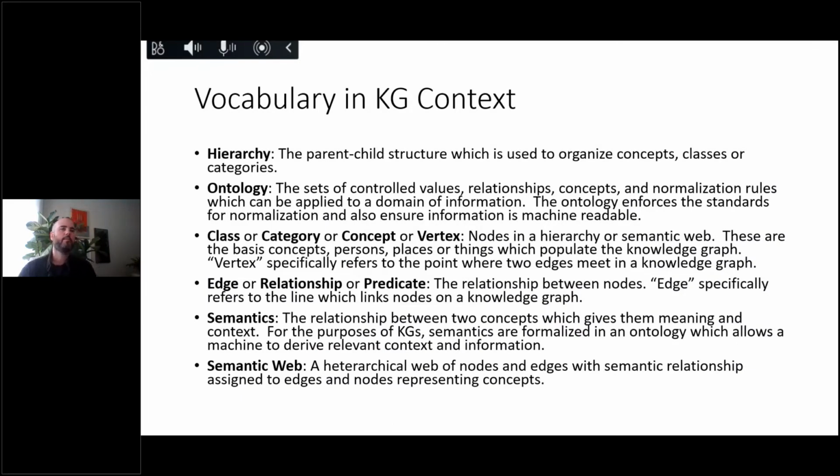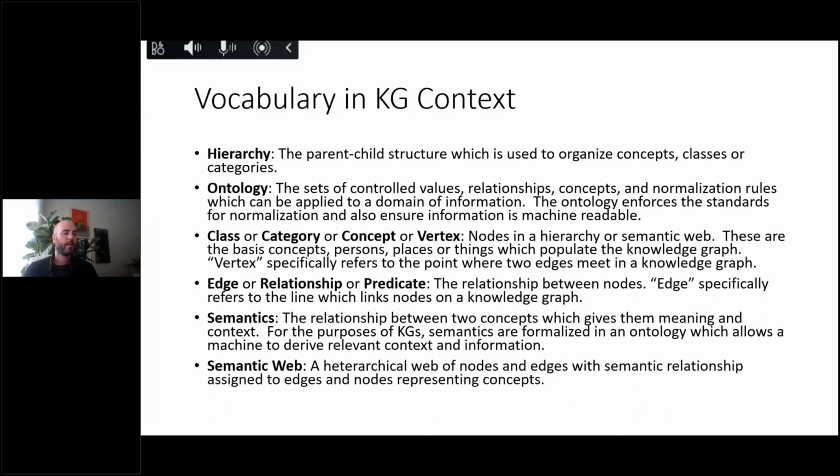In the product information sphere, we're used to creating a hierarchy of product information. That's a parent-child structure which is used to organize concepts, classes, categories from general to specific. A knowledge graph is organized a little bit differently, and we'll get into that a little bit more.